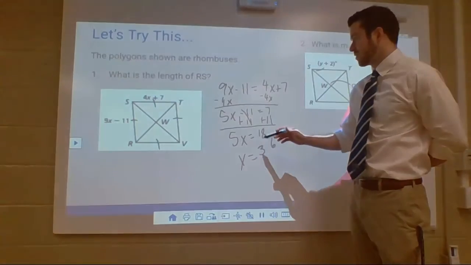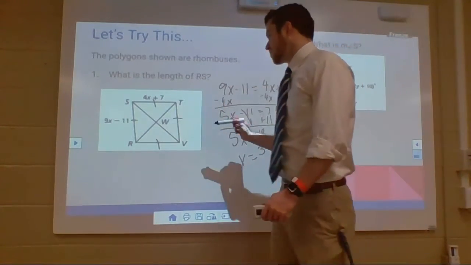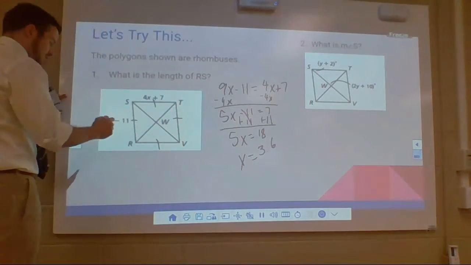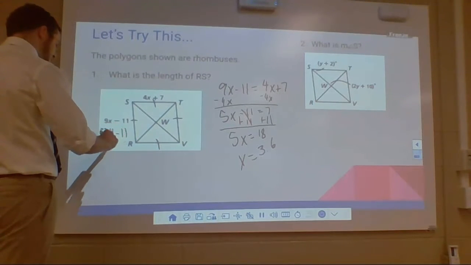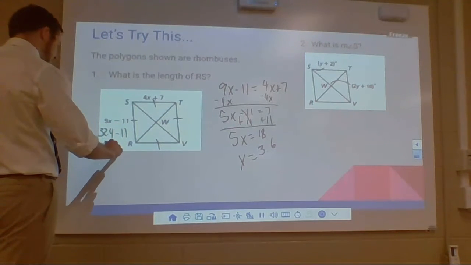We found that x equals 3.6, but we're trying to find the length of RS, so we need to substitute that in. 9 times 3.6 is 32.4. Minus 11, that's going to give us 21.4.